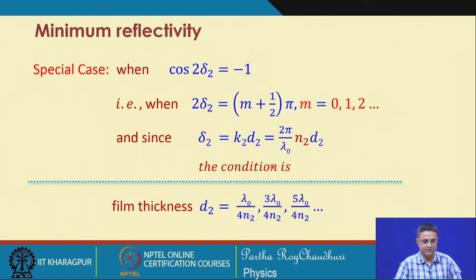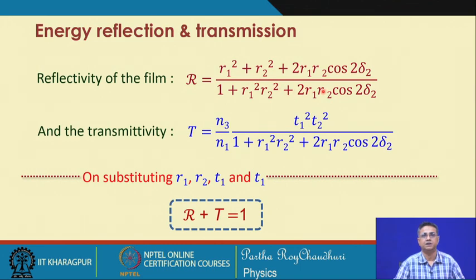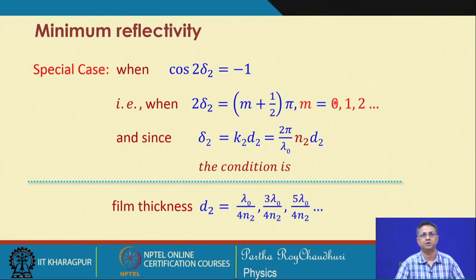Now, we will look at the condition for minimum reflectivity. If I consider this expression, this quantity will be minimum when cosine 2 delta 2 is equal to minus 1, because in that case I will get an expression r1 minus r2 mod square of that, and in the denominator I will get 1 minus r1 r2 mod square of that, because this quantity will become minus twice r1 r2. Here also it will become minus twice r1 r2.